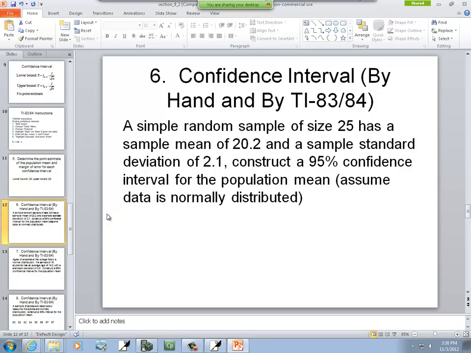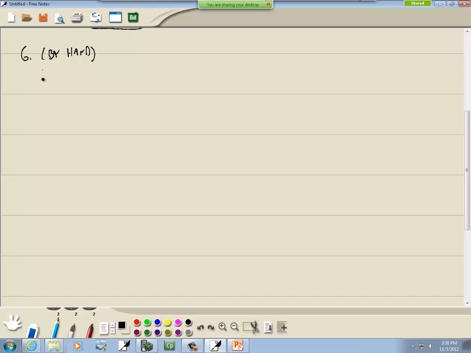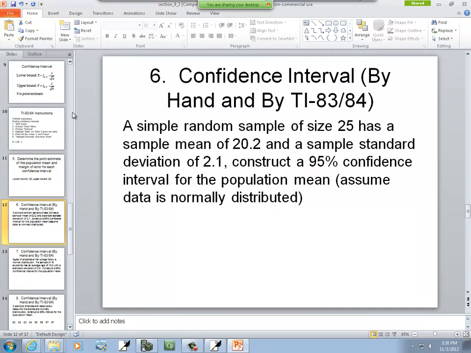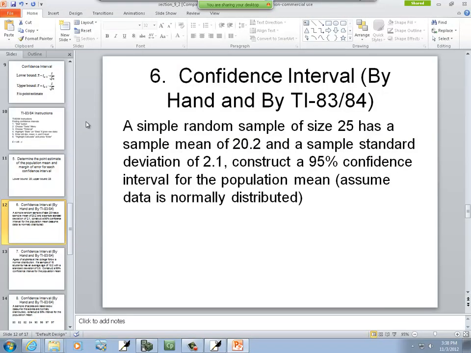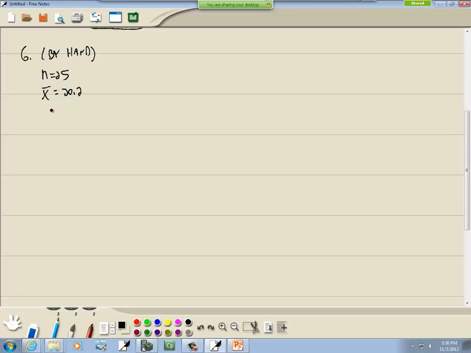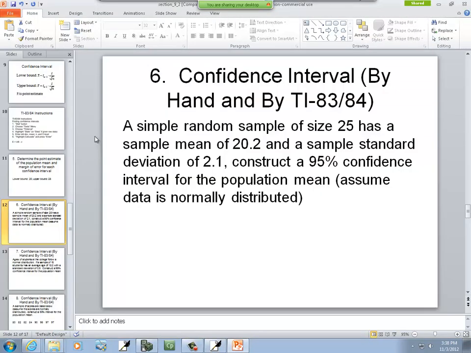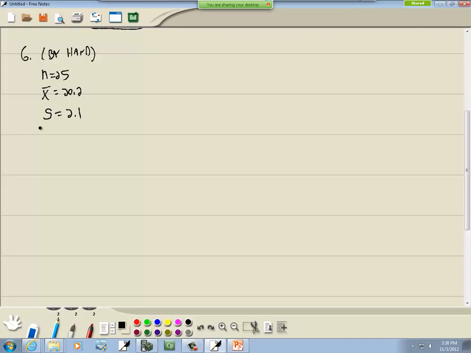It says a simple random sample of size 25. So that tells us n is 25. It has a sample mean of 20.2. Sample mean is x bar. And a sample standard deviation of 2.1. That's s, so s is equal to 2.1. And it says construct a 95% confidence interval. So that's what we want: a 95% confidence interval.